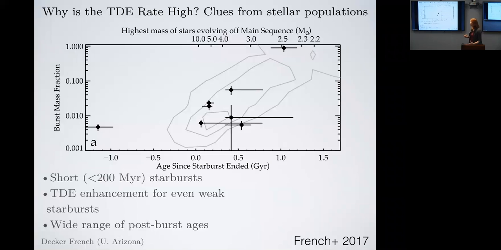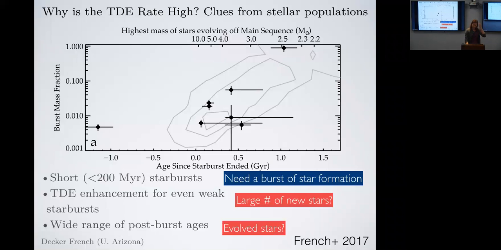And we also see a wide range of post-burst ages. Ignoring the one that's still forming stars, for the ones that are currently present, we're seeing them maybe 100 megayears to a gigayear after the burst has ended, meaning that whatever has enhanced the TDE rate either operates over a long period of time, over a gigayear, or has a lot of variability in when it can act.